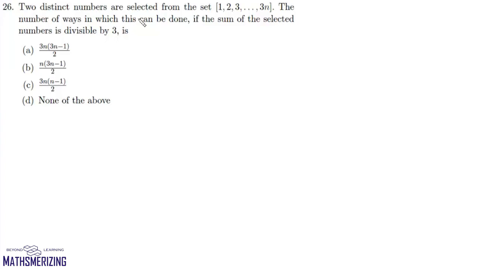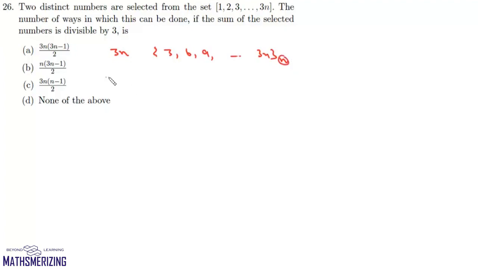That says two distinct numbers are selected from the set. The number of ways in which it can be done if the sum of selected numbers is divisible by 3. Now what we'll do is partition this set into 3 subsets. First we'll take the numbers which are multiples of 3, say 3, 6, 9 up to 3n. And we have n numbers in this set.